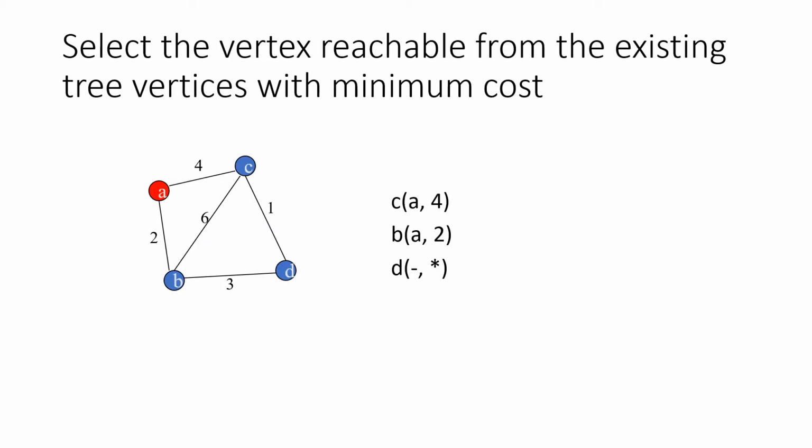Yes. See, from A, what are the vertices reachable? It should be directly reachable. It means to that vertex there should be a direct edge from A. Okay. So accordingly, we have two direct edges, right? To the vertices C and B. So C from A is reachable by the cost 4. Similarly, the vertex B is reachable from A with the cost 2. To D, there is no direct edge from the vertex A.